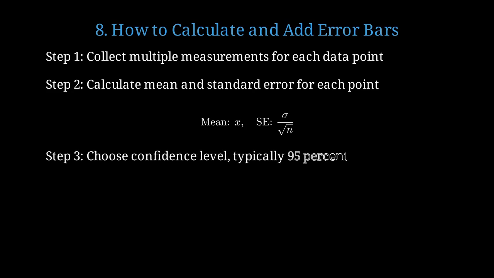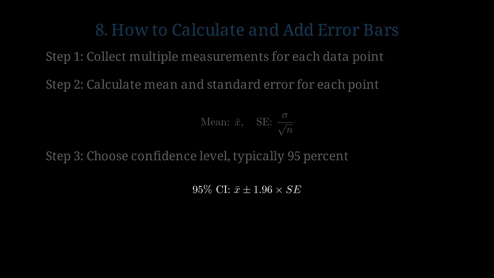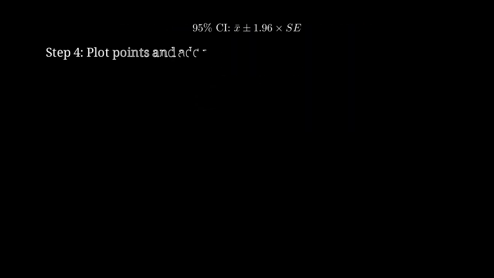Step 3. Choose your confidence level. Most scientists use 95% confidence intervals. For 95% confidence, the interval is the mean plus or minus 1.96 times the standard error. Step 4. Plot your mean values as points and add vertical bars extending plus and minus the standard error.